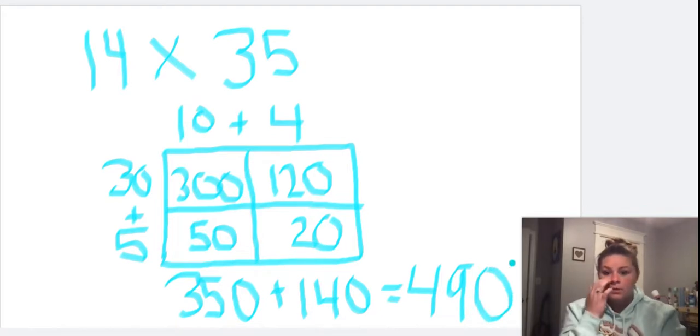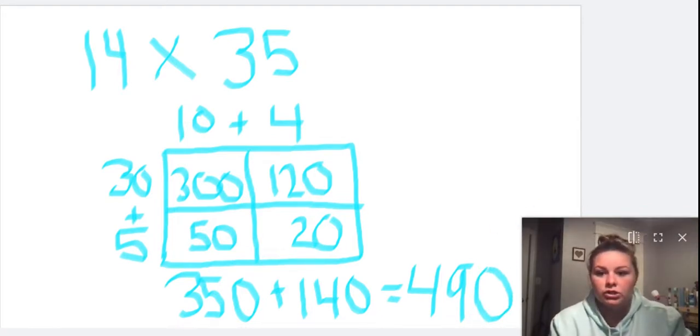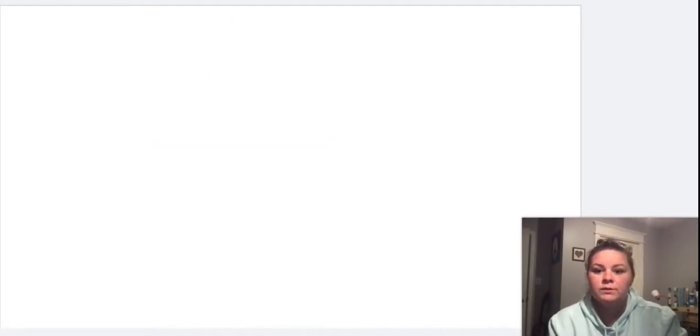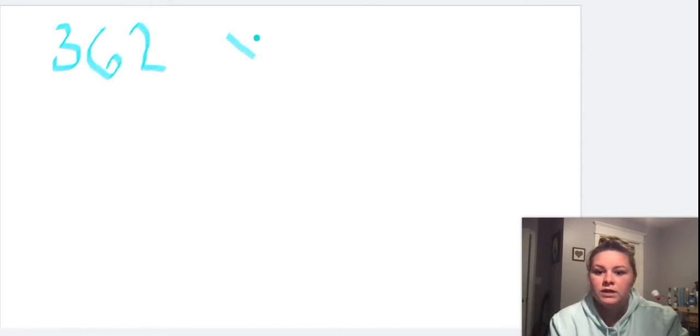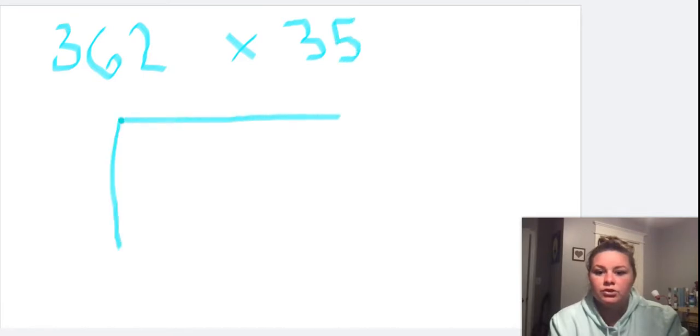Okay. Let's try it again with one of the factors having more digits. So I'm going to clear that frame and let's try it with 362 times 35. Let's do 35 again. I'm going to draw my rectangle the same way. Then I'm going to break apart my digits.